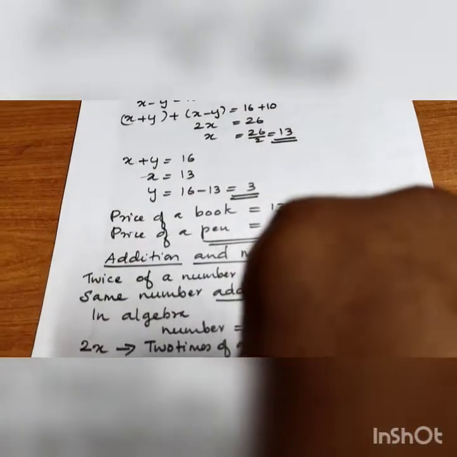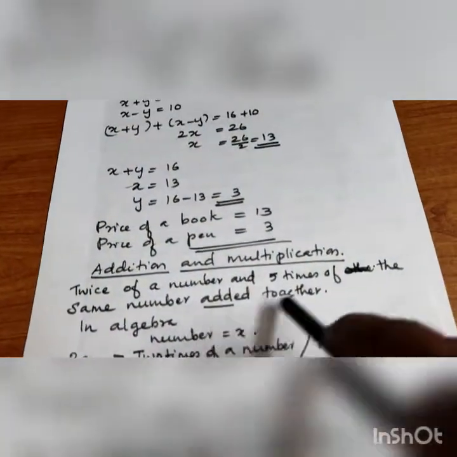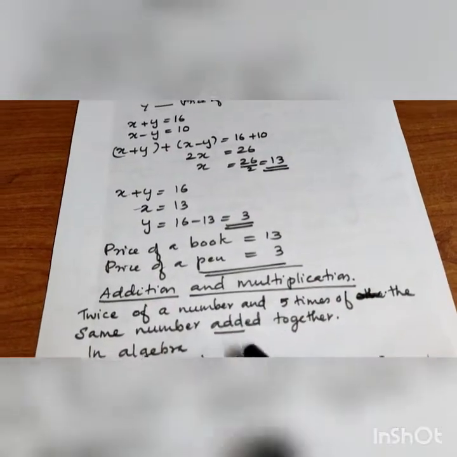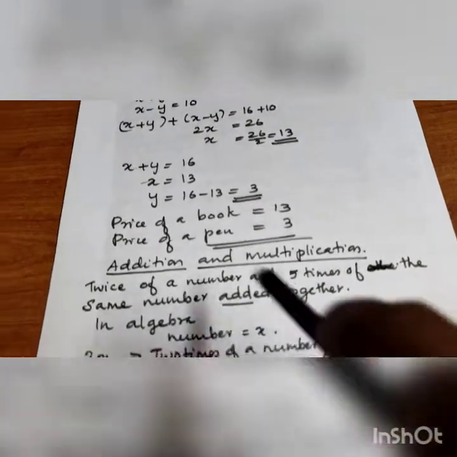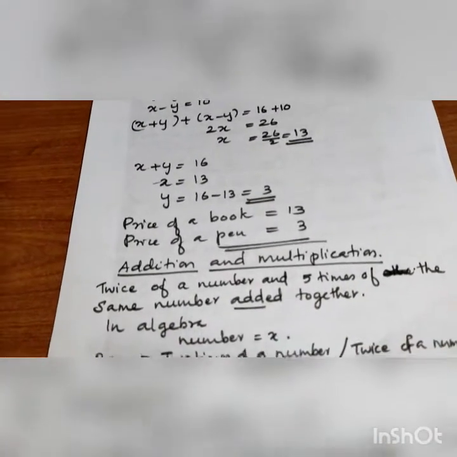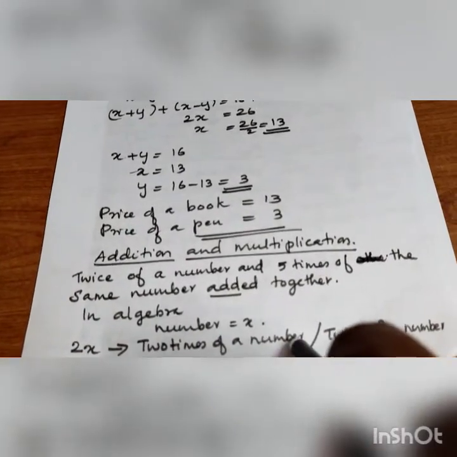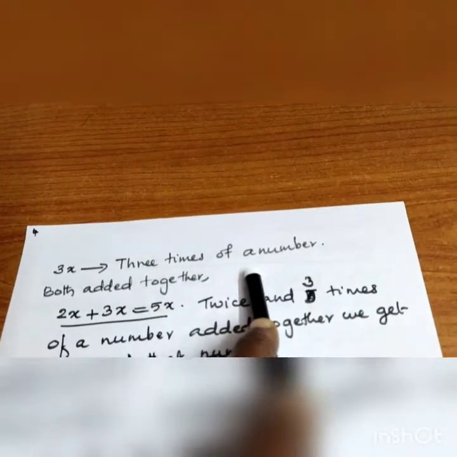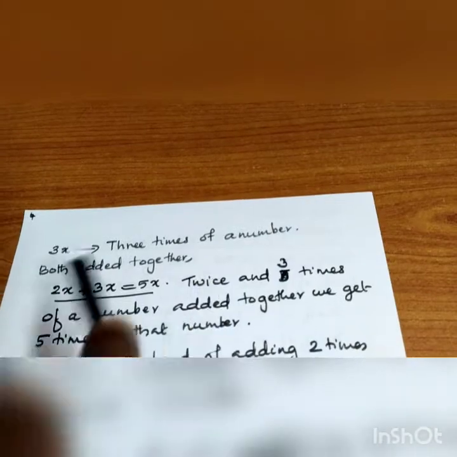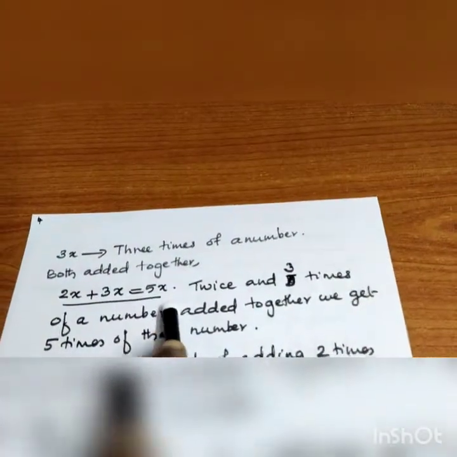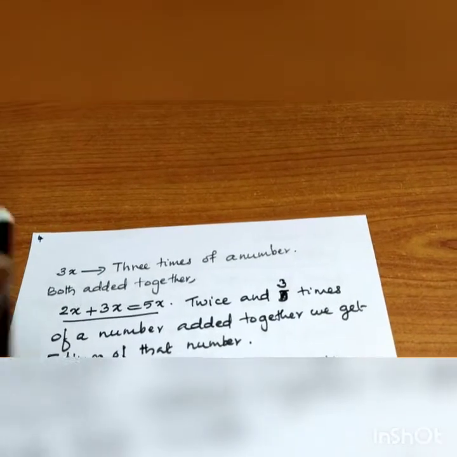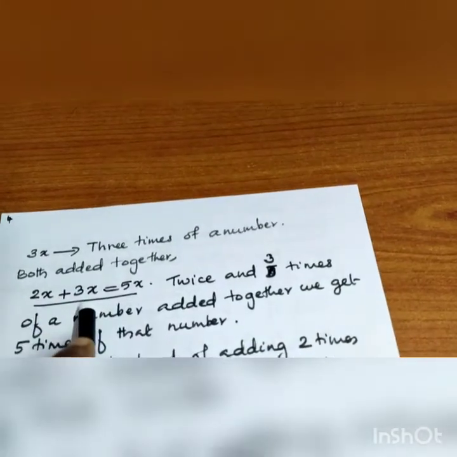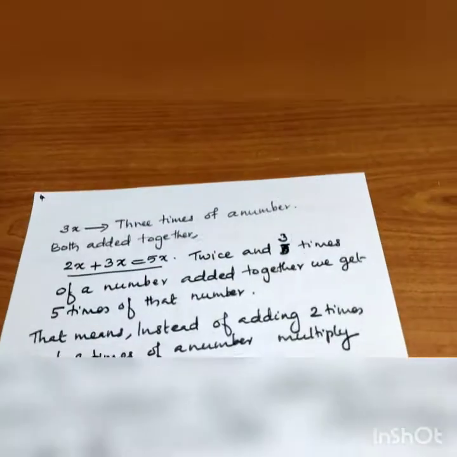Then addition and multiplication. Twice of a number. Twice means 2 times. 2 times of a number and 3 times of the same number added together. In algebra, the number is x. 2 times of the number means 2x. 3 times of that number means 3x. Then we add both together, 2x plus 3x, that is 5x. That is the same number, twice of the number plus thrice of the same number. We get 2 plus 3, 5 times of that number.